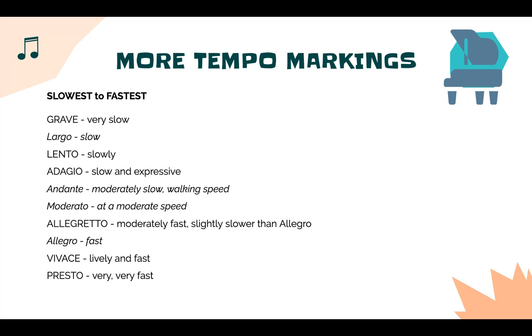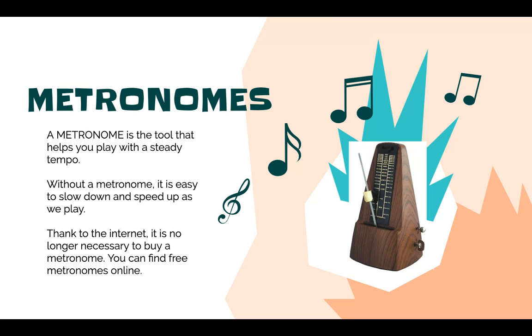That's very slow, followed by largo, then lento. Adagio is similar to lento, but it also has an element of extra expressiveness. Then that's where we find the terms we already know, andante and moderato, followed by allegretto, moderately fast, but still slightly slower than allegro, allegro, which is fast, vivace, which means lively and fast, and our very, very fast tempo marking is presto.